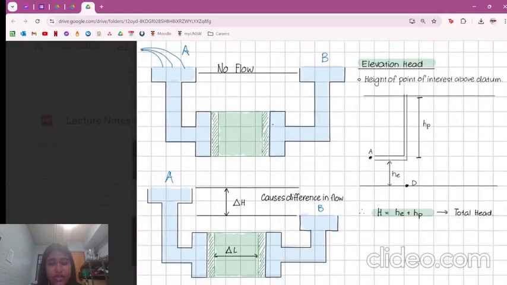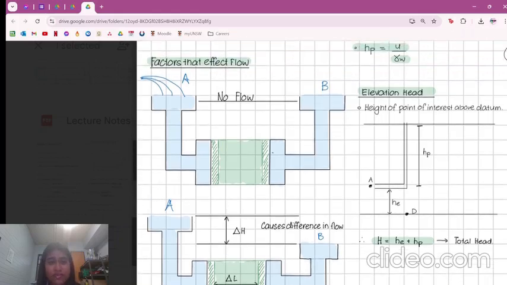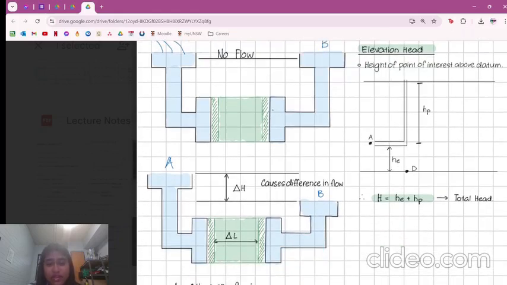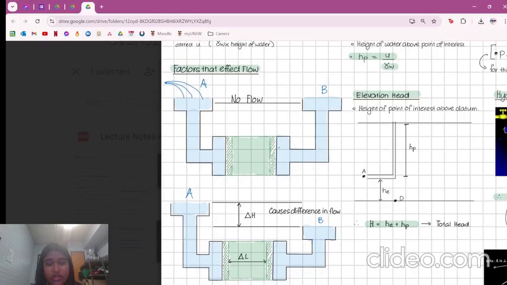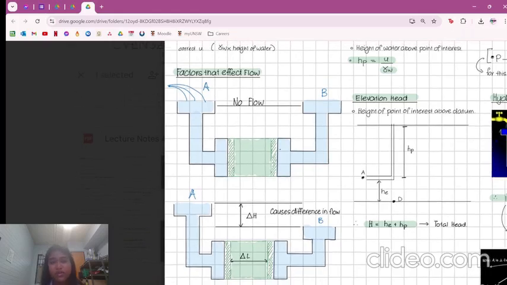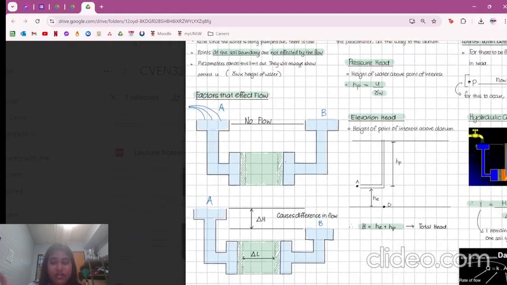are the change in head, which I'll define in a moment. The length of the soil passage, that will determine how quickly the flow is moving through the soil passageway. And also the void space, so how much empty space there is between the soil particles for the water to actually flow through it.